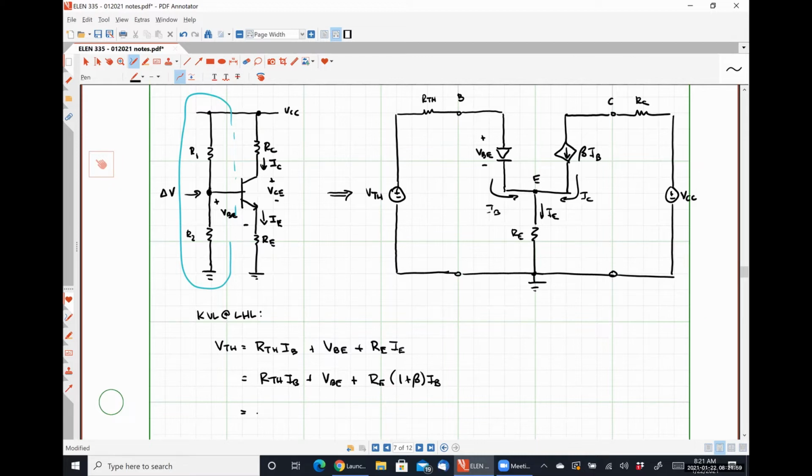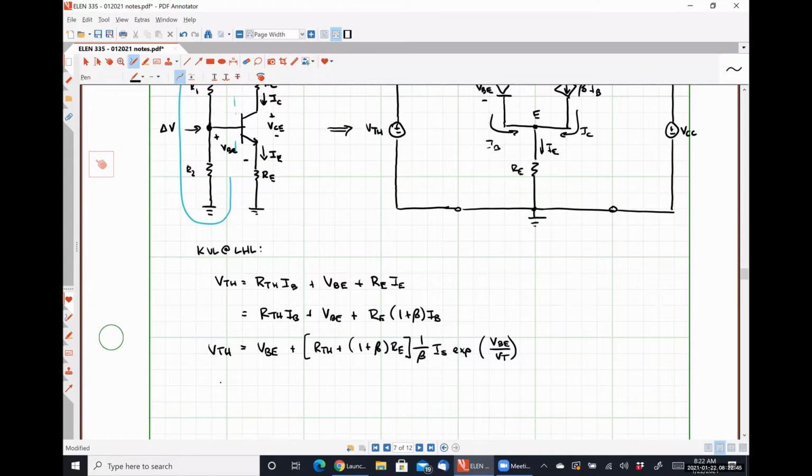And I'm going to rearrange things slightly. VBE plus RTH plus 1 plus beta RE. And I'm going to substitute in for IB 1 over beta IS EXP VBE over VT. So I have one equation with one unknown, VBE, which will then allow me to calculate IC, IB, IE, and all that kind of good stuff.